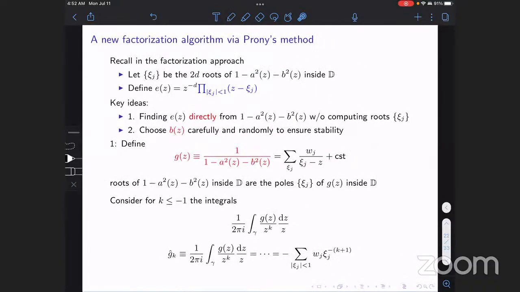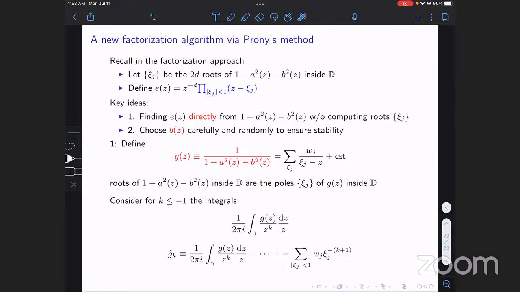So here, the main contribution of the rest of the talk is to again find an algorithm based on this factorization approach using the Prony's method. Recall that 2 slides ago I outlined the Prony's method, and the key in this factorization approach is that we form this Laurent polynomial 1 minus a squared minus b squared, we find the 2D roots inside the unit disk, and then we form EZ, where a key part is a characteristic polynomial. Now the key idea is that in fact we only need a characteristic polynomial, this blue piece, right?